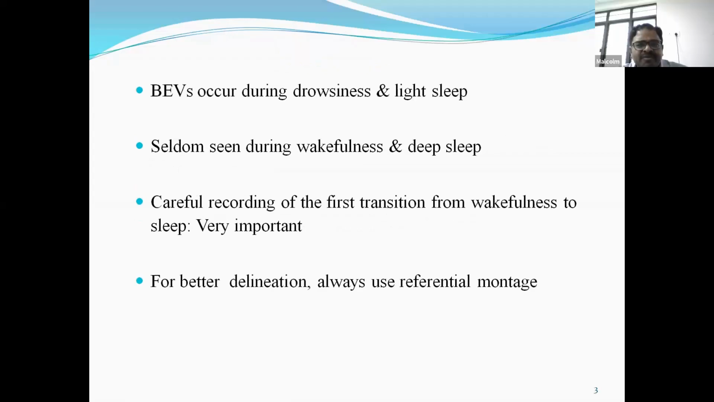The benign epileptiform variants occur largely during drowsiness and light sleep. They are seldom noted during wakefulness or deep sleep. So this is the trademark differentiating point between an intractable epileptiform discharge and a benign epileptiform variant. So careful recording of the first transition from wakefulness to sleep is extremely important to identify these benign epileptiform variants. And for better delineation, we have to always use the referential montage.